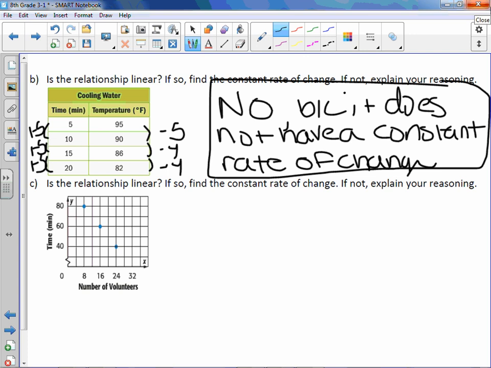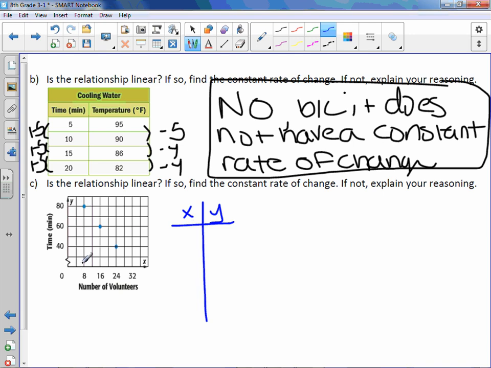Letter C. Is the relationship linear? If so, find the constant rate of change. If not, explain your reasoning. So for constant rate of change, the best thing to do is to create a table with your x and y values. And to do that, look at each point.